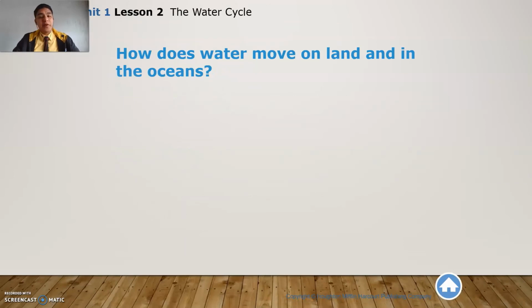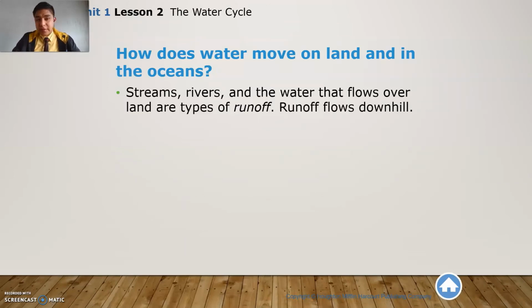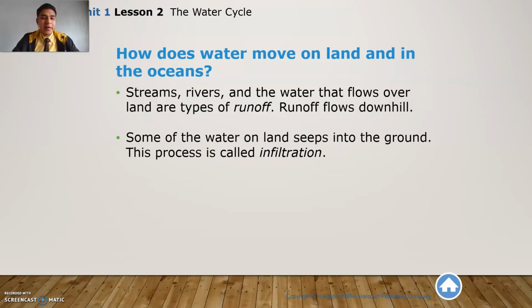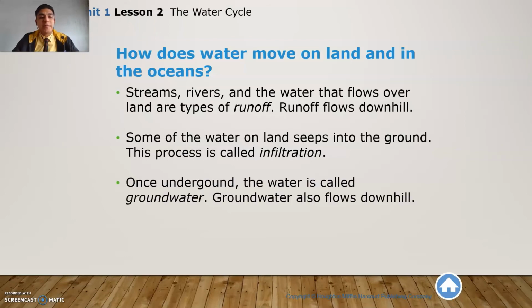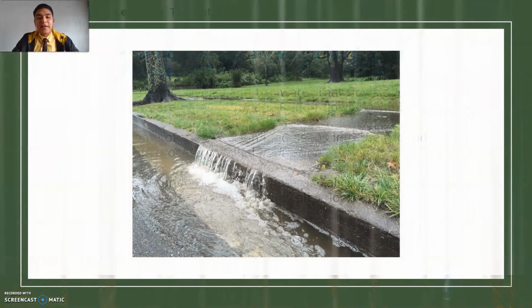Okay, and how does water move on land and in the oceans? Streams, rivers, and the water that flows over land are types of runoff. Runoff flows downhill. Some of the water on land seeps into the ground. This process is called infiltration. Once underground, the water is called groundwater. Groundwater also flows downhill.